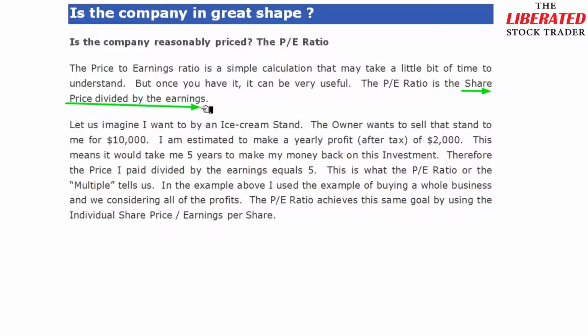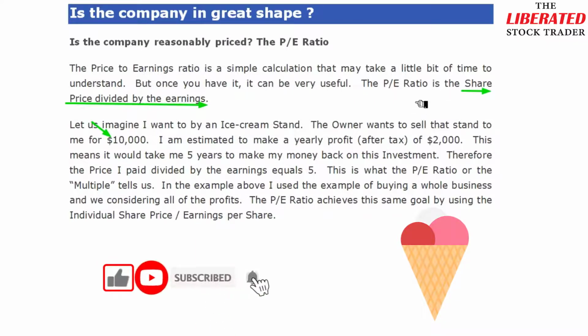Let us imagine I want to buy an ice cream stand. The owner wants to sell that stand to me for $10,000. I'm estimated to make a yearly profit after tax of $2,000. This means it would take me 5 years to make my money back on this investment. Therefore, the price I paid divided by the earnings equals 5. $10,000 divided by $2,000 equals 5. This is what the PE ratio, or the multiple as it's commonly called, tells us.